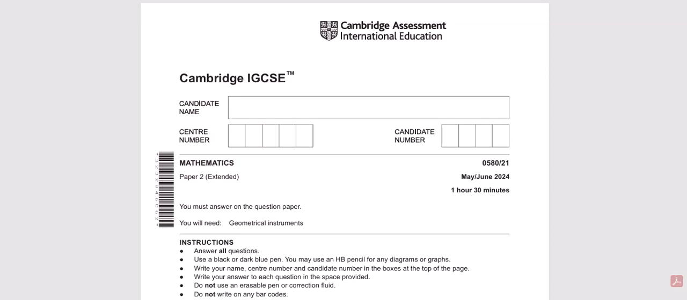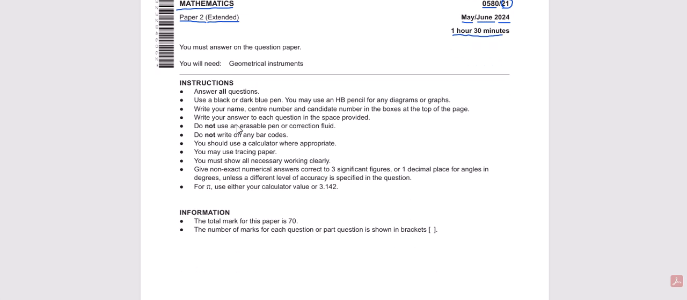Bismillahirrahmanirrahim. Today I am going to solve the past paper of IGCSE. Our main subject is mathematics paper 2, which is called extended, and the paper code is 0580 and the paper version is 21, which was held in May June 2024. The total time of this paper is 1 hour and 30 minutes. The total marks of this paper is only 70.